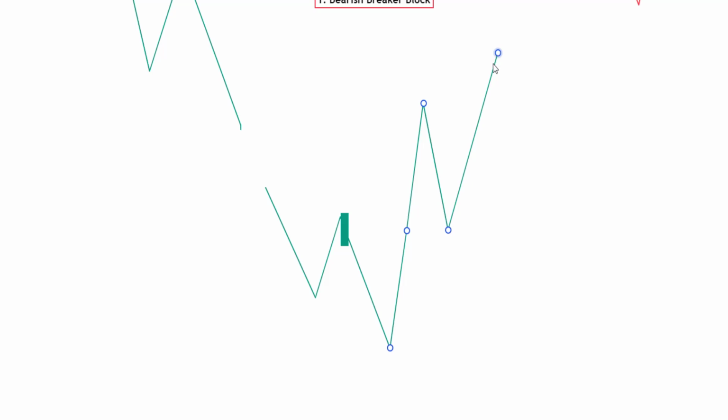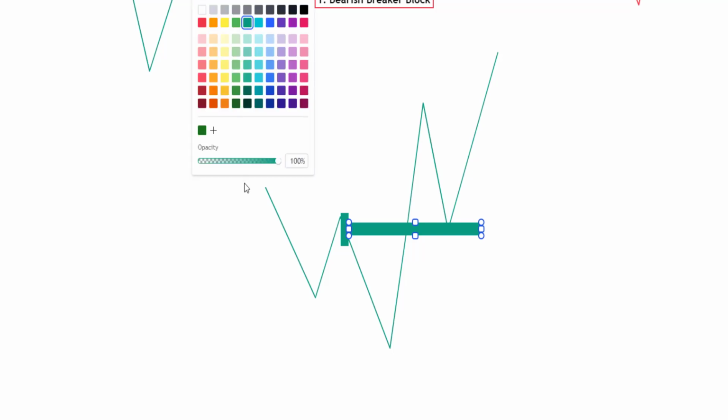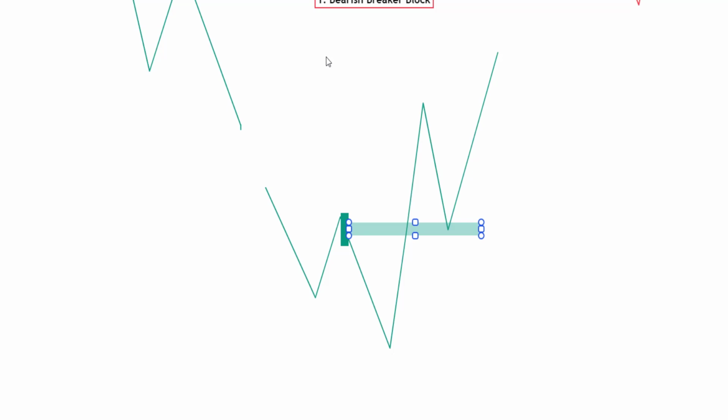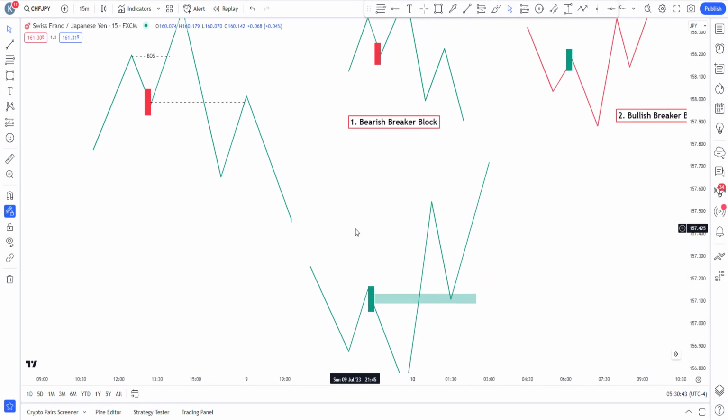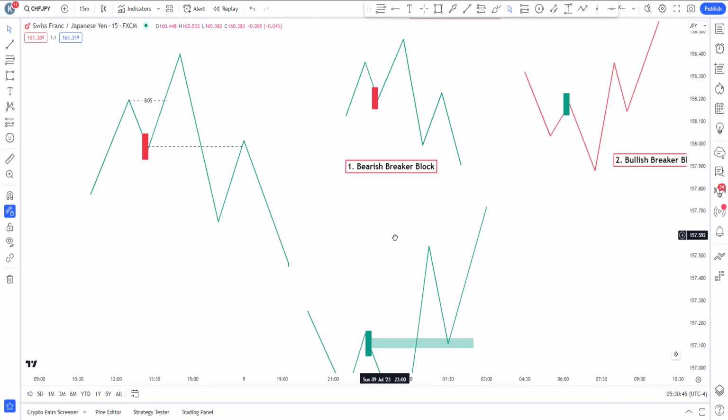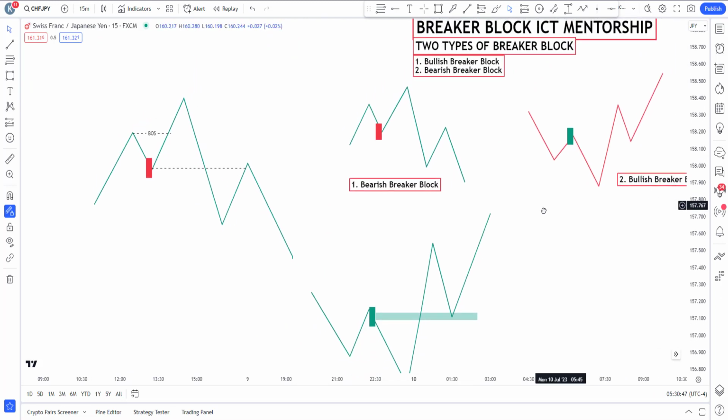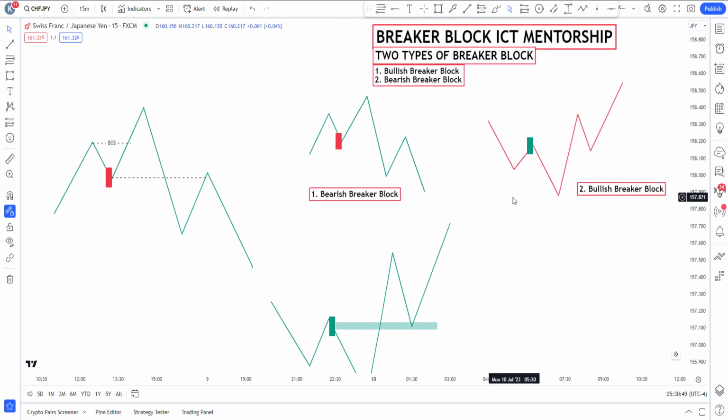So if price comes back to this area, we're going to expect to buy. That is exactly what a bullish breaker and a bearish breaker block are. A failed order block, that's the exact definition of a breaker block. I will subsequently show you how a mitigation block forms. They are almost the same, but there is a very slight difference.